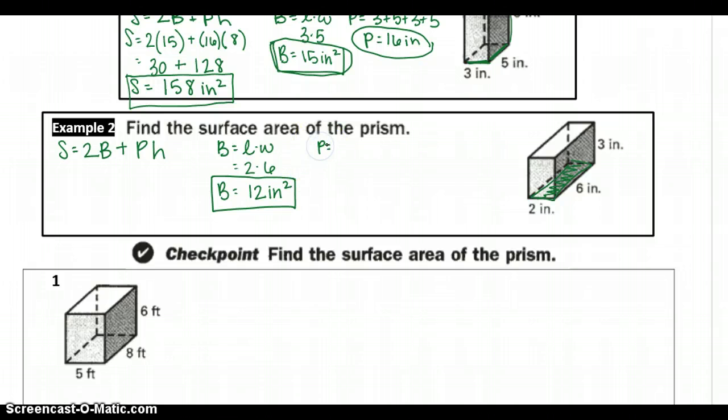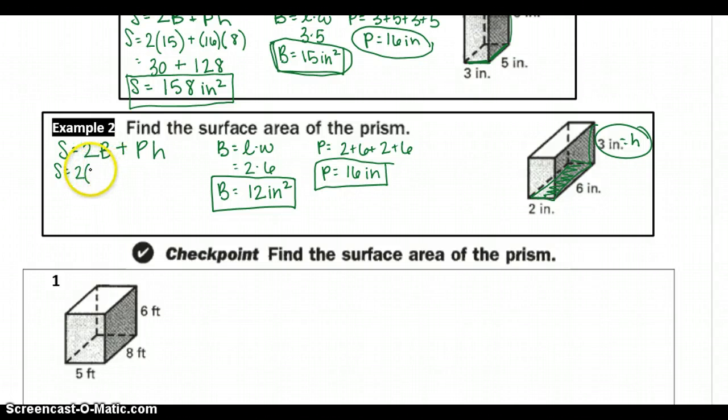The perimeter of our base is just the distance of adding up all the sides. So we have 2 plus 6 plus 2 plus 6. So our perimeter is 16 inches. And the height going from the bottom to the top is given to us here as 3 inches. So we need to plug all of these into our formula. We'll get S equals 2 times B, so we'll put in 12 for B, plus for P we'll put in 16, and for H we'll put in 3 for our height.